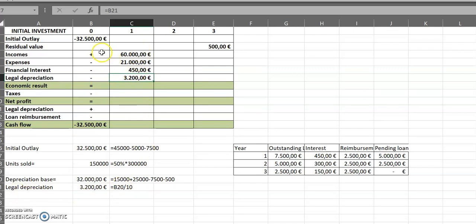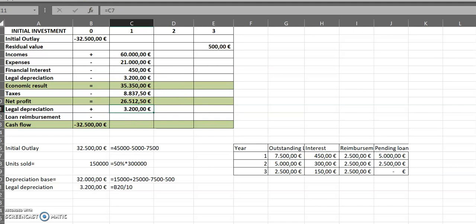With all that, and applying the operations you can see here in this first column, we can get the economic result. So it's going to be incomes minus expenses minus the financial interest minus legal depreciation. That's going to give us the economic result. Now we're going to apply taxes, and the exercise says that taxes are 25%. So we're just doing 25% of the economic result, and that way we're getting the net profit. And now we need to add back legal depreciation, which was on top, so it's not a problem.